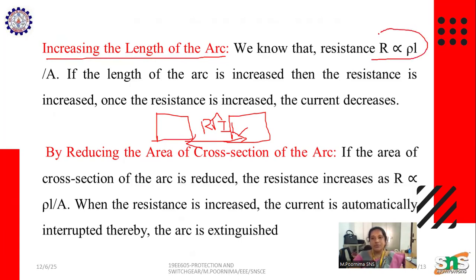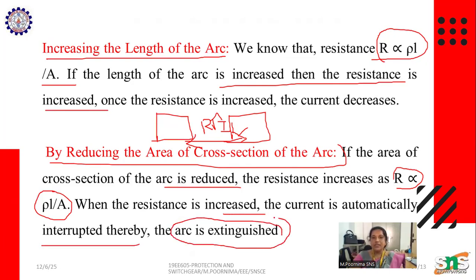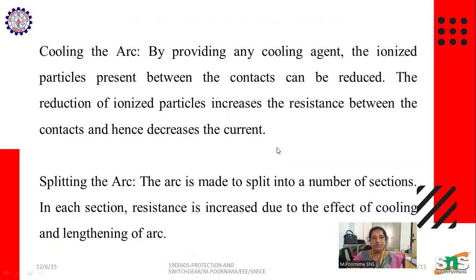R is directly proportional to rho L by A. If the length is increased, the resistance increases. By reducing the area of cross section, the resistance also increases, since R is directly proportional to rho L by A. When the resistance increases, the current is automatically interrupted, and thereby the arc is extinguished. The main thing is that we have to extinguish the arc. So these are the methods.